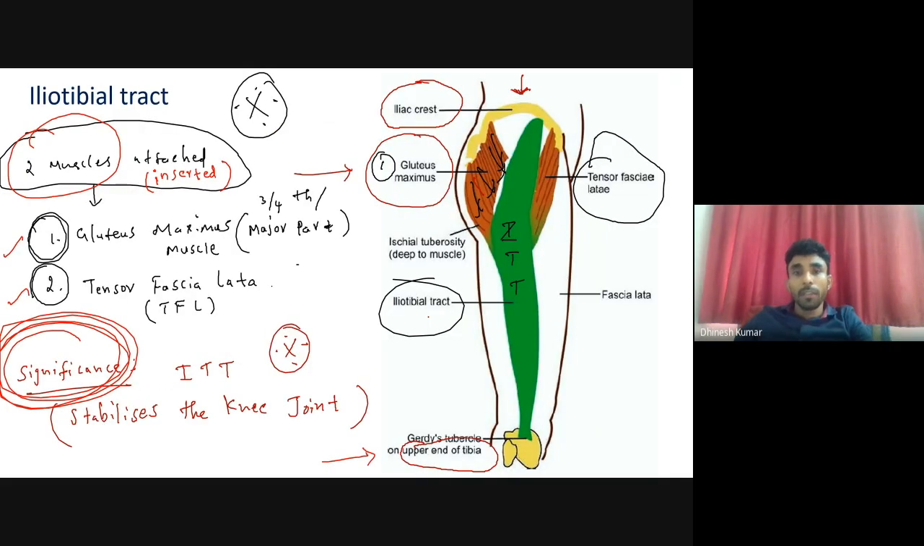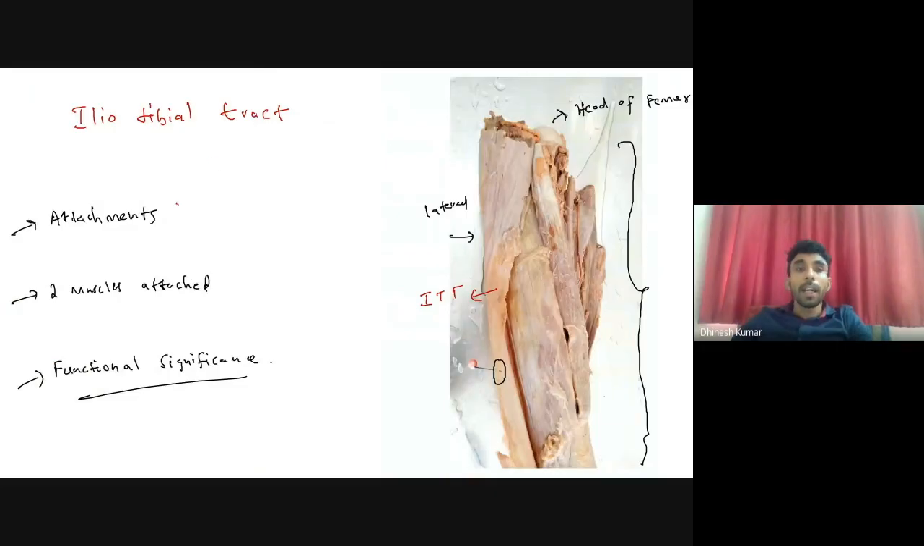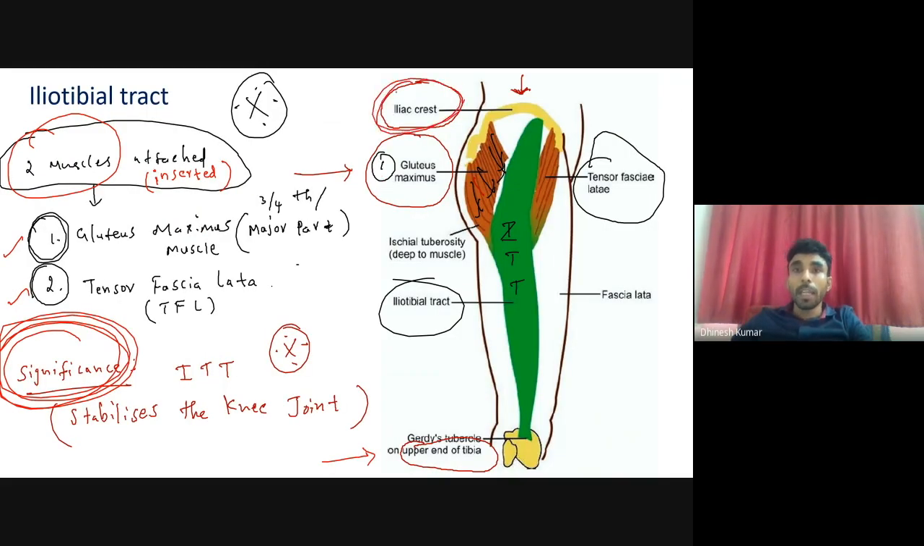Fine. So first question, I told you the attachments or extent of the iliotibial tract, isn't it? So what is the extent? From the name itself, you can easily guess. It is extending from the iliac crest to the upper end of tibia. So from the iliac crest above to the upper end of tibia below. That is the extent of this green color structure, the iliotibial tract. Fine. So this is about the extent.